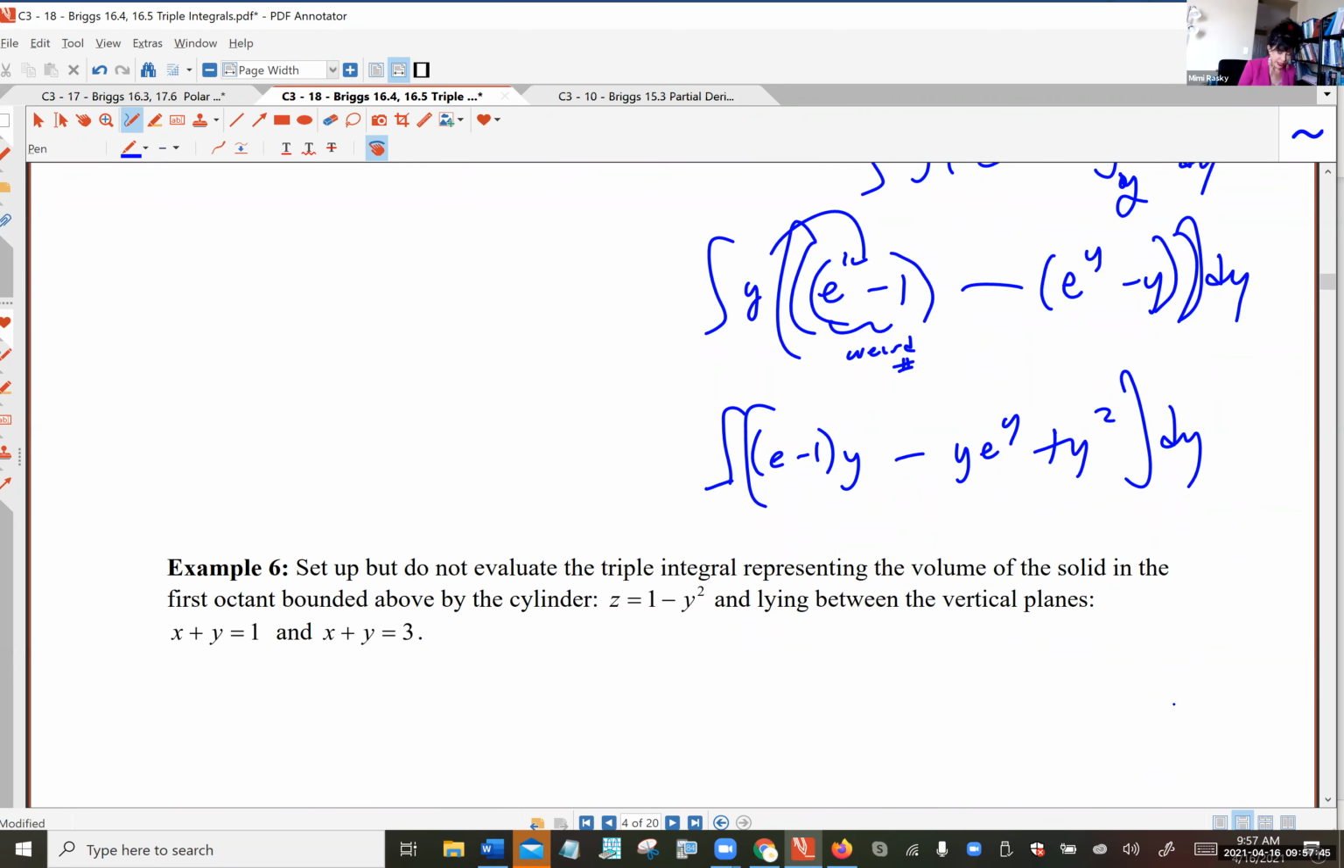So quickly, I'm just going to say that this term is going to need integration by parts, because y e to the y is going to need integration by parts. So I'll let you finish this up, but because this is just a single integral at this point, and you're graduates of Calc 1 and Calc 2. And the final answer is this wacky number, e minus 1/2 minus 2/3. I know, pretty weird.